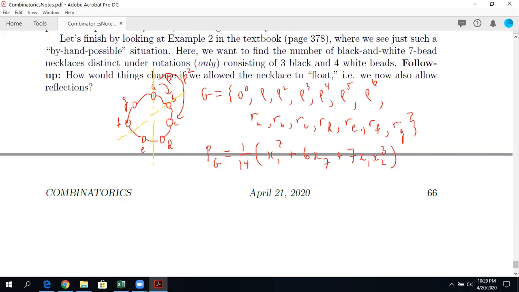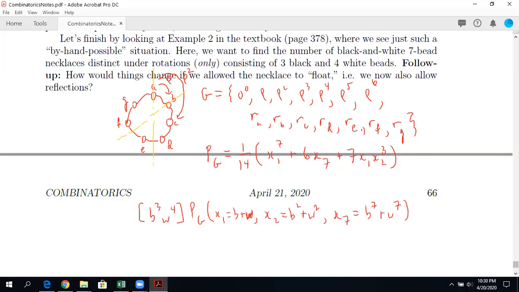Okay, so let's see here. I want to know the coefficient of b cubed, w to the 4th. Maybe I wrote w to the 7th before, so ignore that if I did, and just replace it with w to the 4th. And I want PG of what? Well, x1 is replaced by b plus w, x2 is replaced by b squared plus w squared, and x7 is replaced by b to the 7th plus w to the 7th.